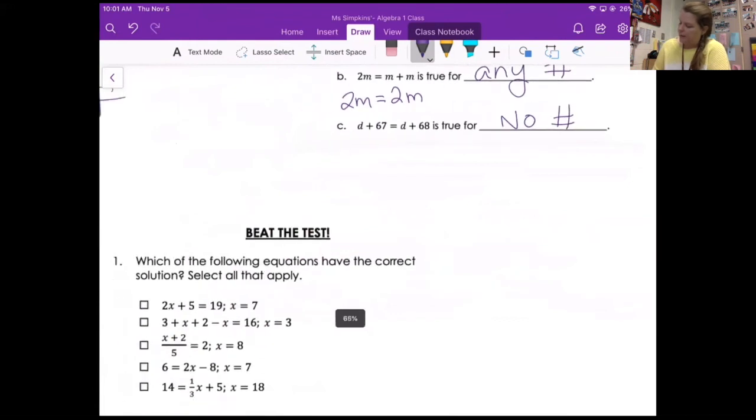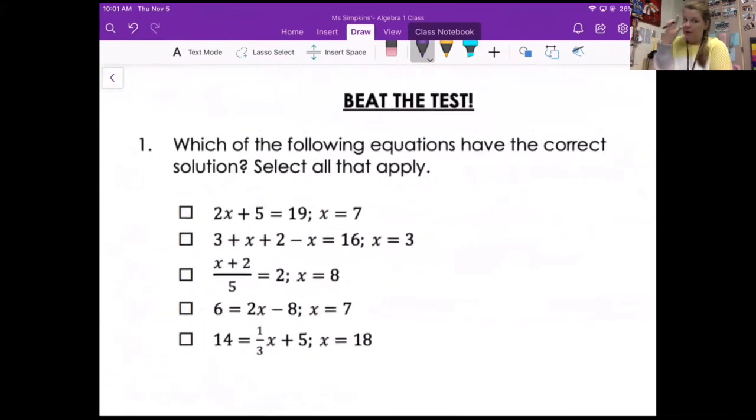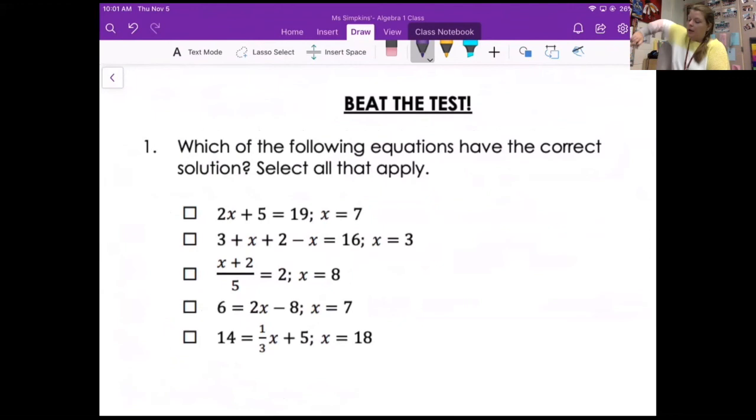Good. Okay, let's look at the beat the test, and then we're going to move on to the second part of what I want to do today. So it's giving me an equation and an answer, and I just need to decide, is that answer right or wrong? So what I would do is I would substitute that answer into the equation and see if it's true. So they're telling me that the answer is 7. So if I plug in 7, 2 times 7 is 14. True. Yeah, I agree. So 14 plus 5 does equal 19, which would be true.